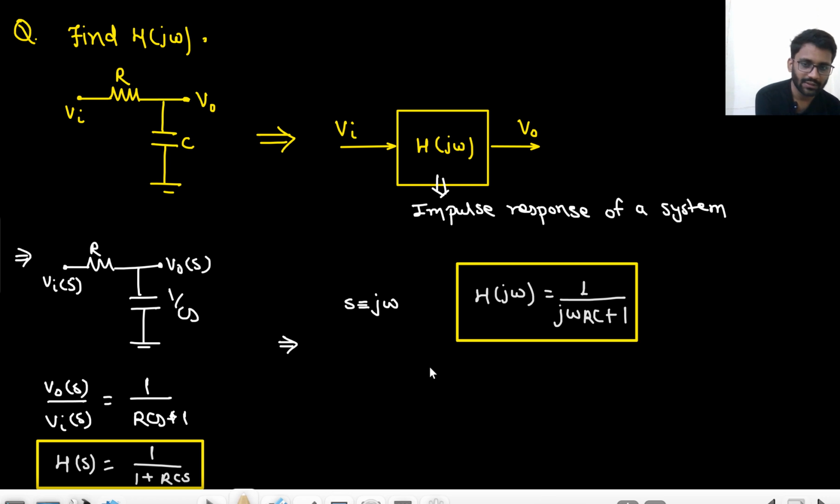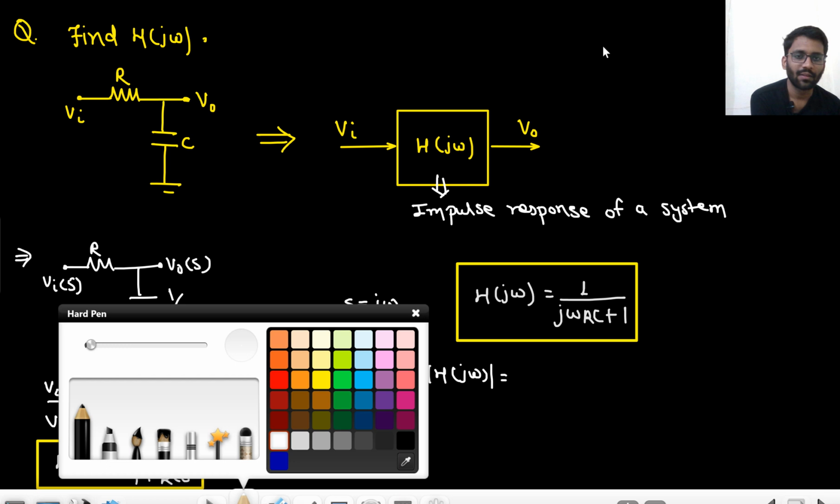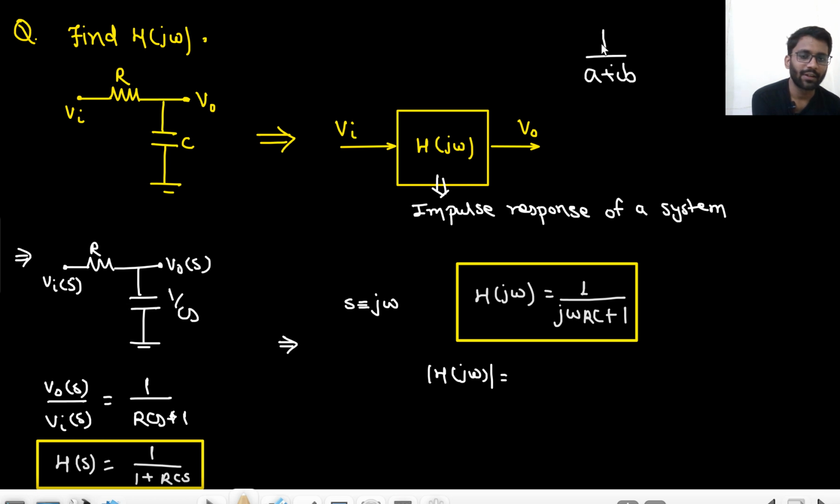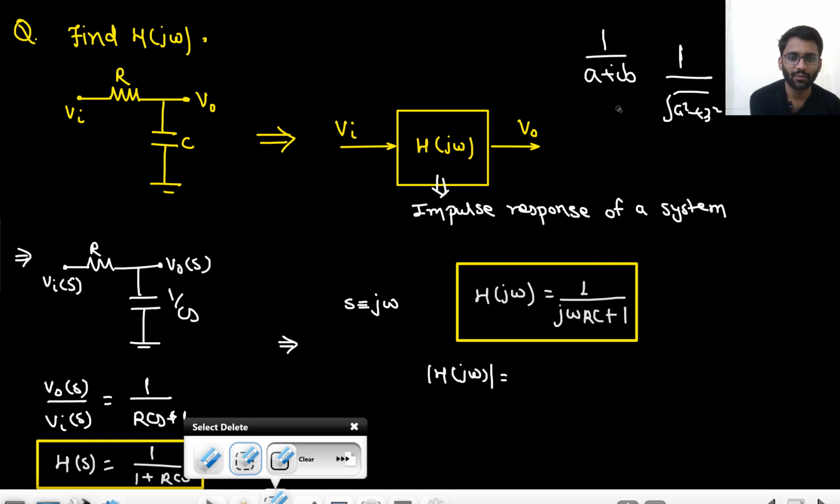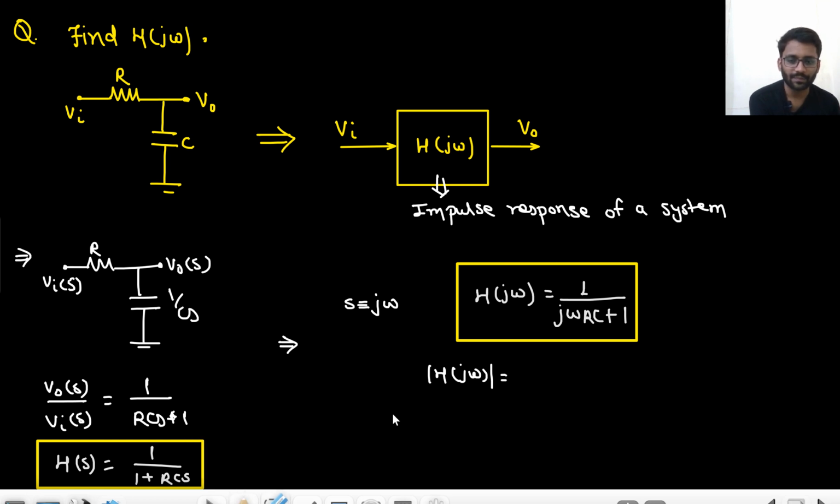What is the magnitude of this function? What is the magnitude of a plus iota b? Root a square plus b square, right? And what will be the magnitude of 1 by a plus iota b? Magnitude of 1 is 1, magnitude of a plus iota b is root a square plus b square, right? So simply, the magnitude will be 1 upon root omega square R square C square plus 1.